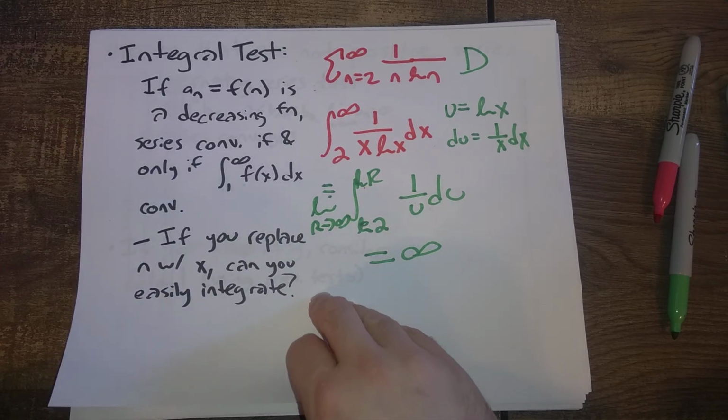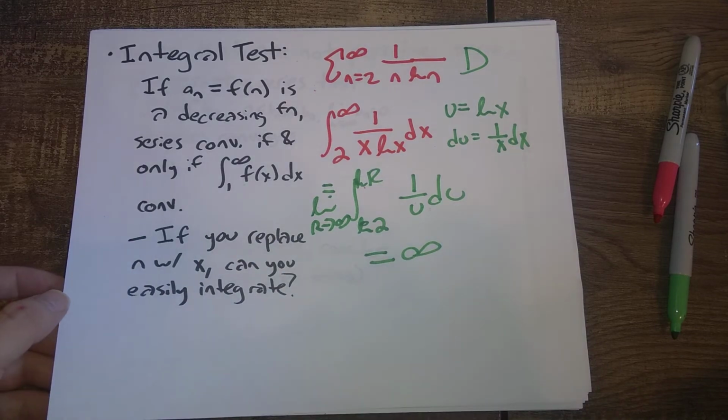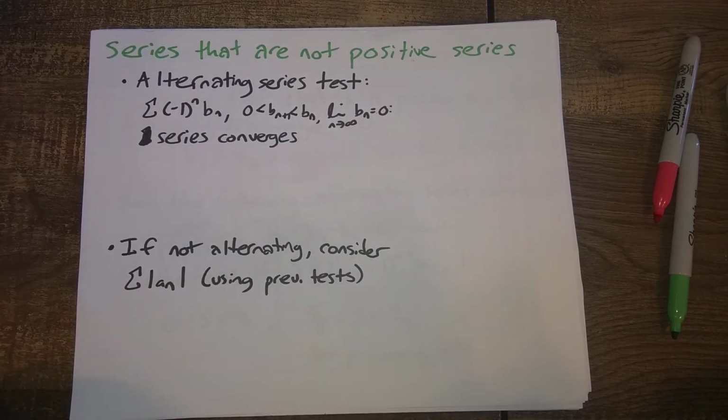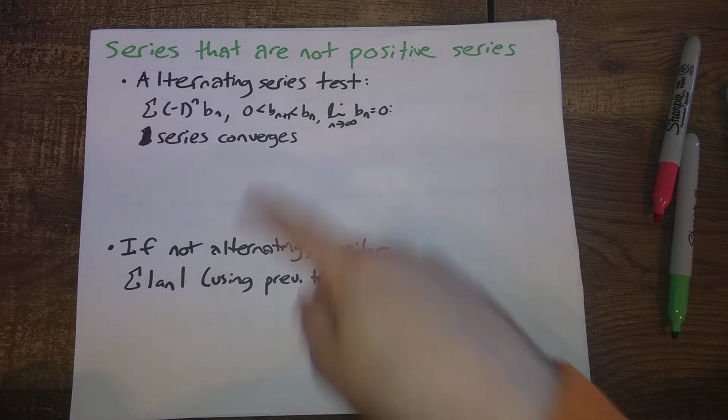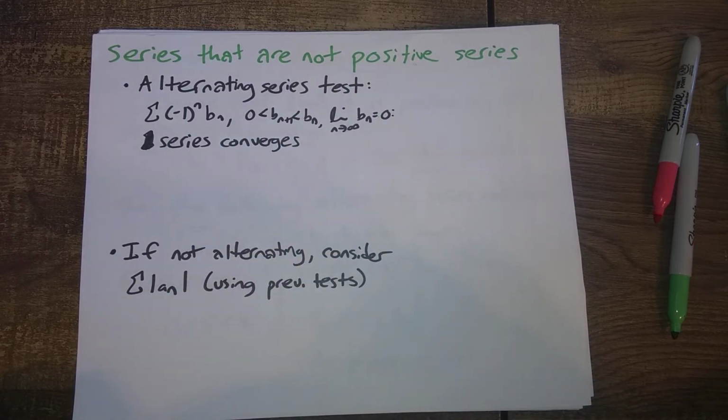And so that kind of wraps up our tests for if our series only have positive terms. Sometimes we'll run into series that are not positive series. So we have the alternating series test. The sum of minus 1 to the n times b sub n. If we have a decreasing sequence that converges to 0, the series converges.